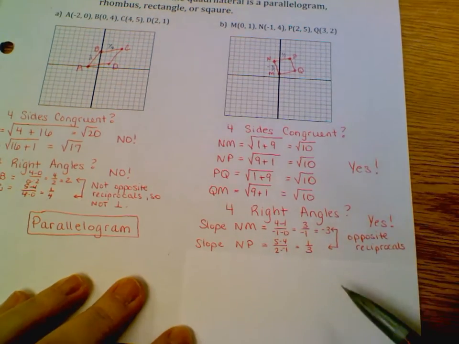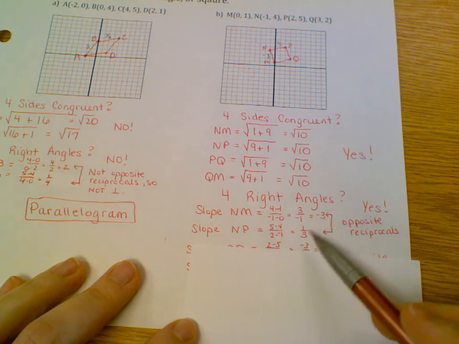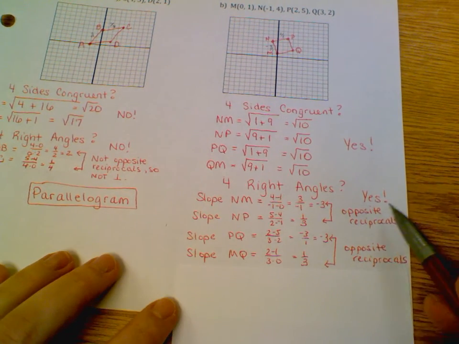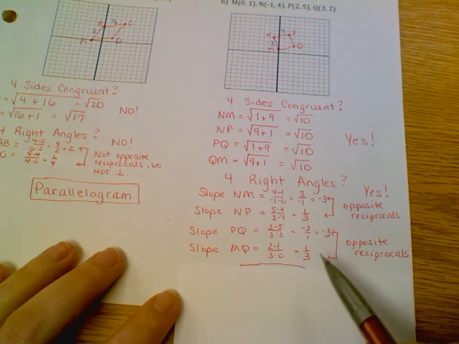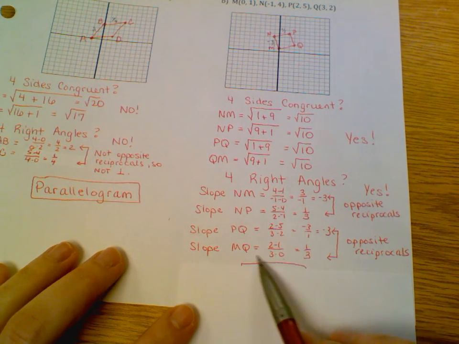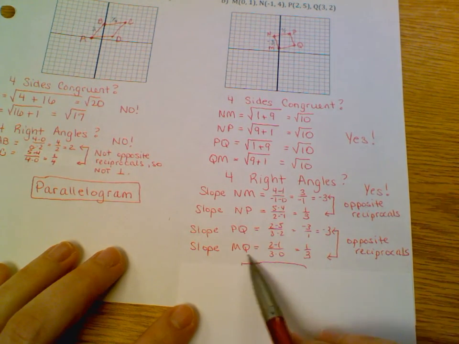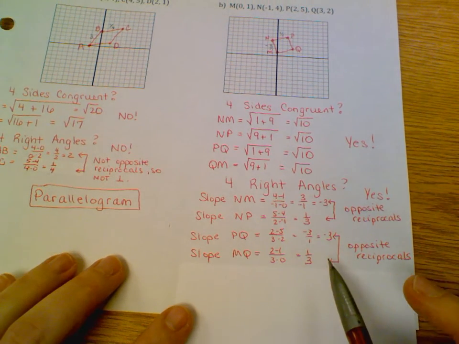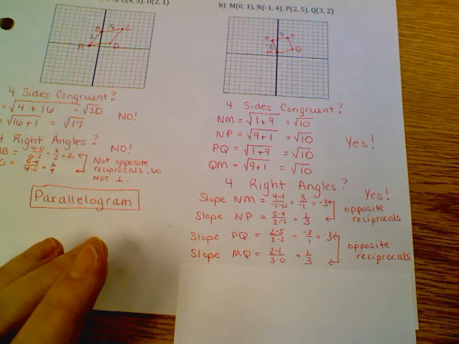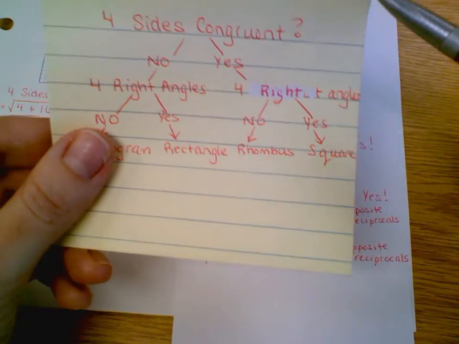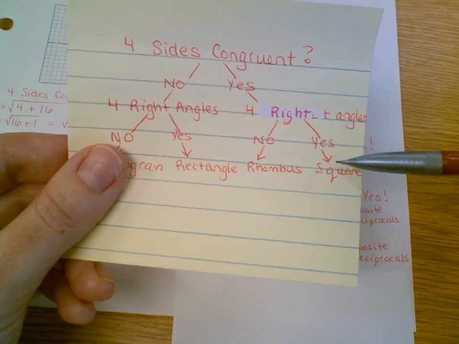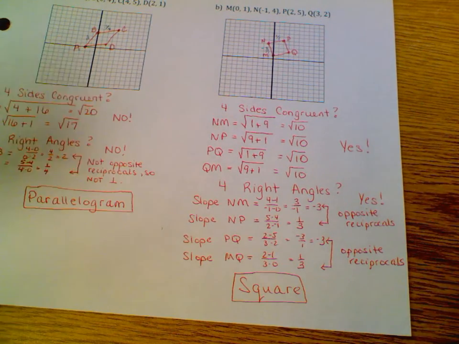These two slopes are opposite reciprocals of each other. So since they are opposite reciprocals of each other, those have to be perpendicular. And if you wanted to, you could go ahead and check the other set to make sure, but more than likely those are going to be opposite reciprocals as well. So therefore, going back to my little figure, I answered yes to 4 congruent sides, I answered yes to 4 right angles, so therefore my answer is a square.